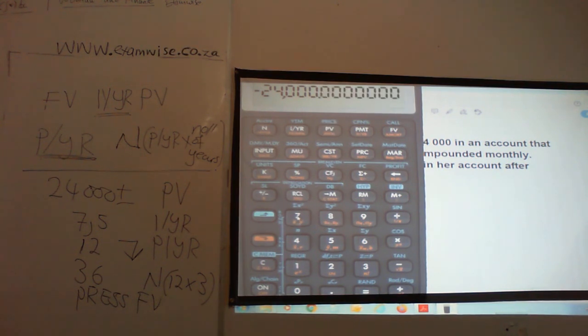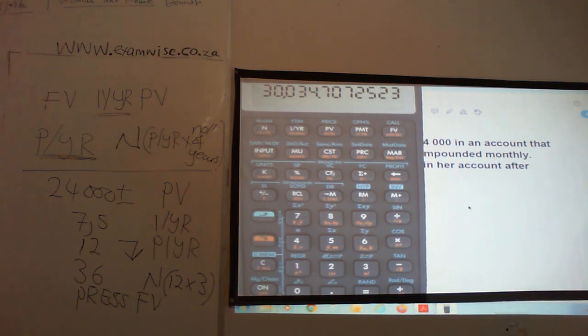Then after that we enter 7.5. Then we press 1 over yr. Then here we have 12, and then we press down arrow. Our down arrow is this one. Then down arrow, then we press p over yr. Then we enter 36. Then we press n. Then after that we press our future value.